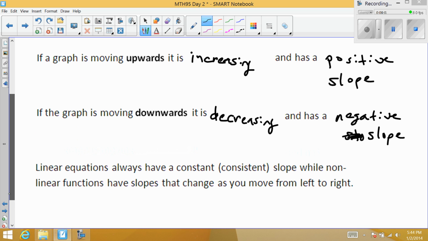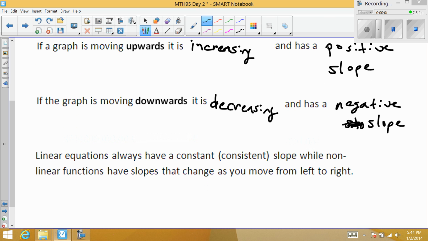So linear functions always have a constant, consistent slope. Nonlinear functions have slopes that change as you move from left to right. That's one of the things that you spend a lot of time studying in calculus, is slopes of nonlinear functions. Linear functions aren't that complicated. We can just look at the equation to tell what the slopes are.